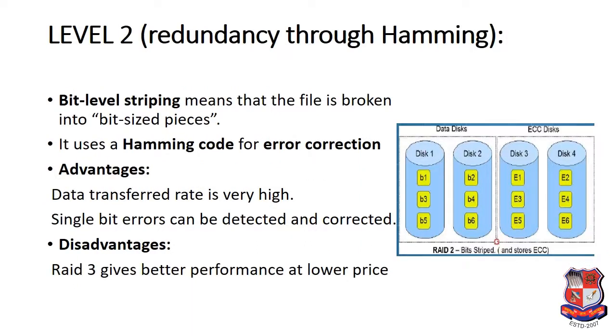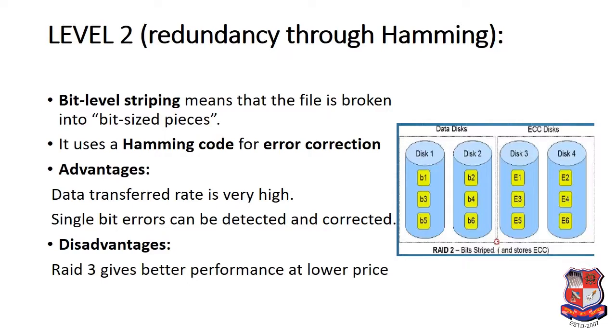So now level 2, known as redundancy through Hamming. Here we will learn about bit level striping, which means that the file is broken into bit sized pieces. Here you can see in the figure that we have data disks and ECC disks, and the data is broken into bit size pieces. It uses Hamming code for error correction. So if there is any error or problem in data, we use the other two disks, disk 3 and disk 4, for the error correction.